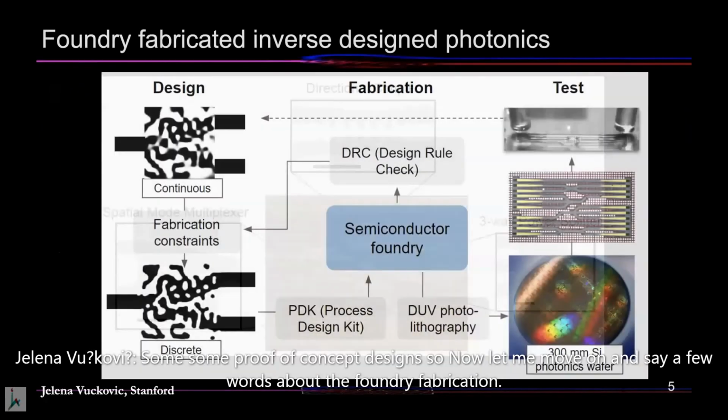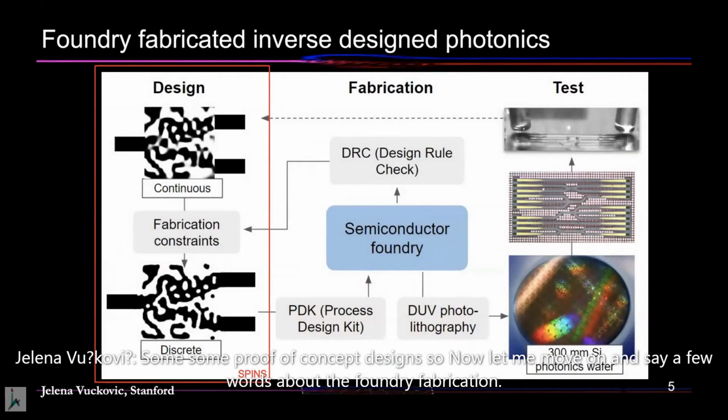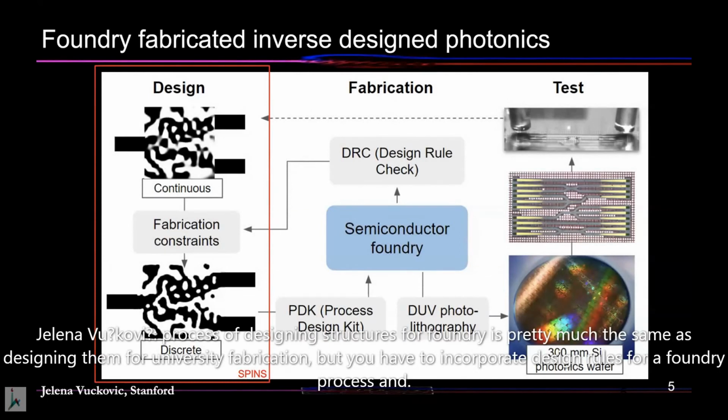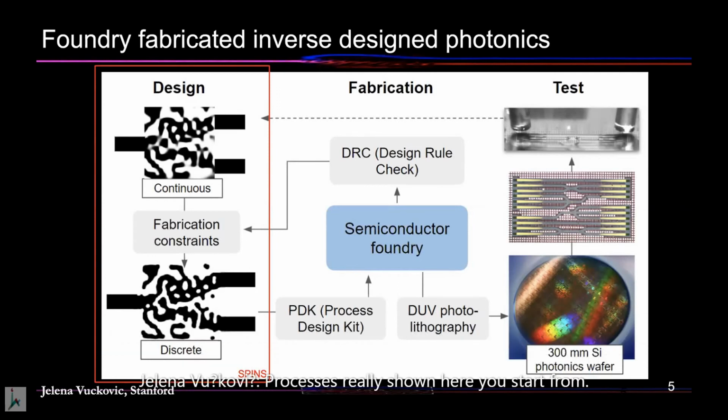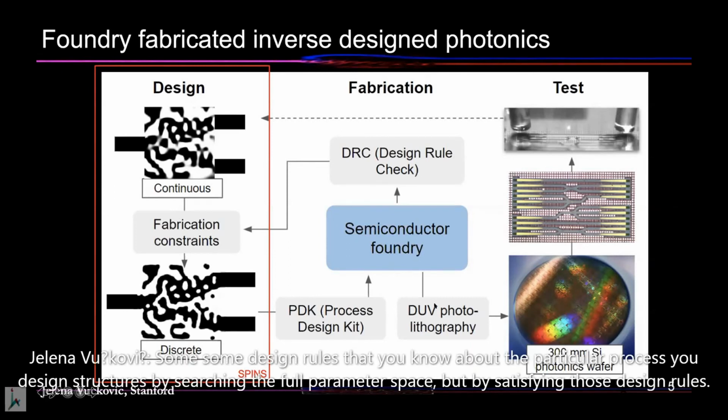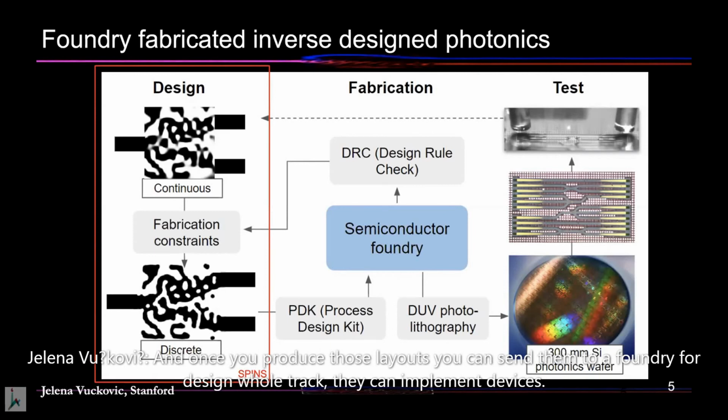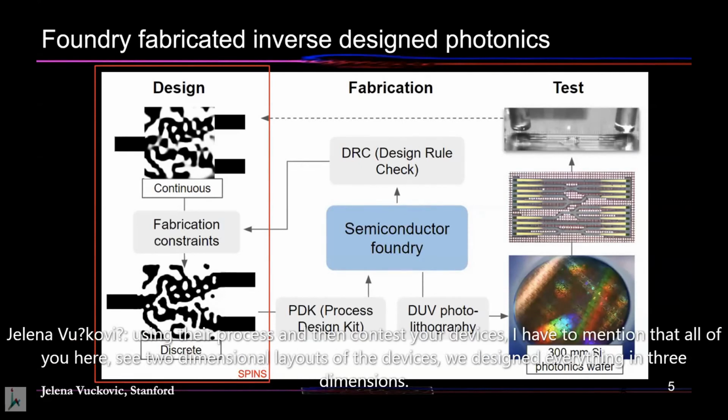So now let me move on and say a few words about the foundry fabrication. The process of designing structures for a foundry is pretty much the same as designing them for university fabrication, but you have to incorporate design rules for a foundry process. And the process is really shown here. You start from some design rules that you know about the particular process. You design structures by searching the full parameter space, but by satisfying those design rules. And once you produce those layouts, you can send them to a foundry for design rule check. They can implement devices using their process, and then you can test your devices.